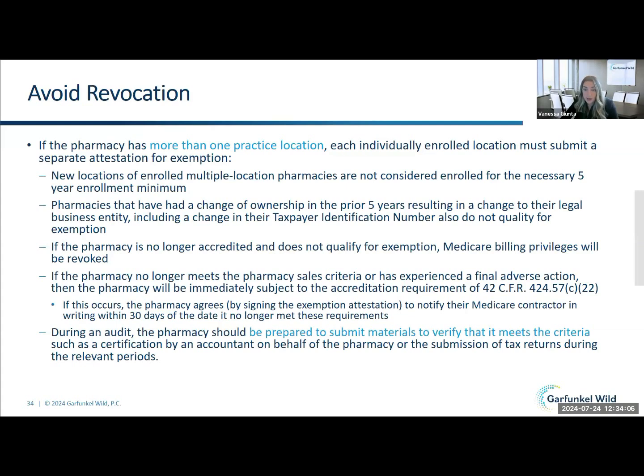They're at risk. And also, if the pharmacy no longer meets the sales criteria, let's say you're billing more than 5%, or you've experienced some sort of final adverse action that you haven't reported, then that's also going to cause you to be subject to the accreditation requirement. And you also have to notify the contractor again within 30 days. And you want to be sure that during an audit, or if you receive a letter asking for documentation to prove that you're still meeting this criteria, you have this documentation on file. Usually an accountant certification or tax returns would be used for that.